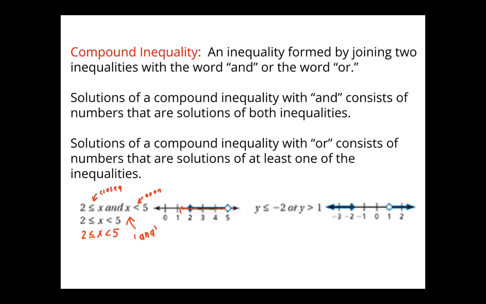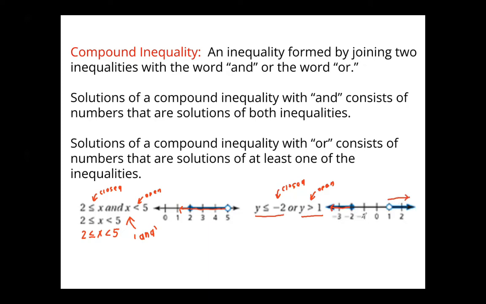As for compound inequalities with the word or, those only consist of solutions of at least one of the inequalities. For example, y is less than or equal to -2, or y is greater than 1. Go ahead and plot these on your number line as you would a normal inequality. This would be a closed circle at -2, and since your variable is on the left, you can point your arrow to the left as well. As for y is greater than 1, that would be an open circle, and you can point it to the right.